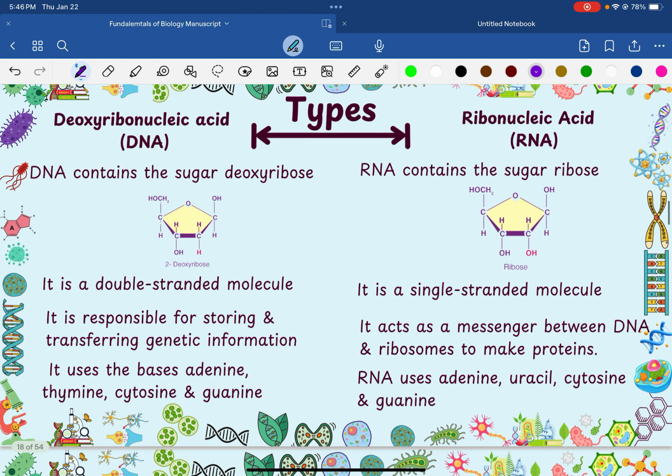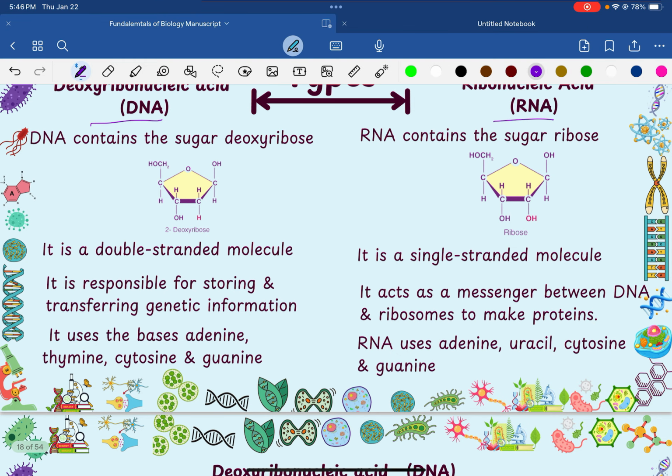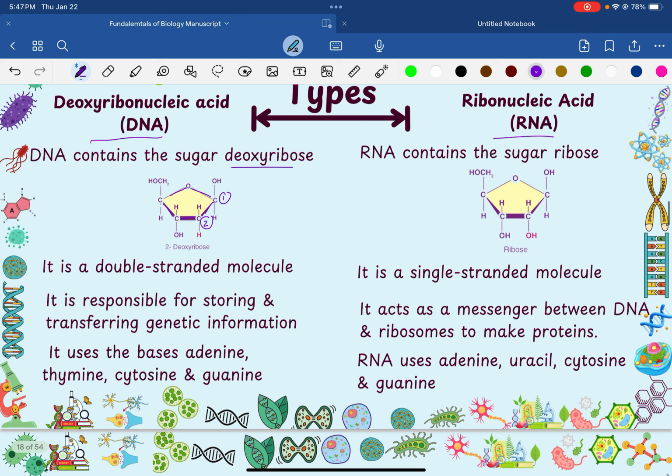Types. There are two types of nucleic acid: DNA, which is deoxyribonucleic acid, and RNA, ribonucleic acid. So DNA contains the sugar deoxyribose. Here we have the pentose sugar, so it means that this sugar contains 5 carbons: carbon number 1, 2, 3, 4 and 5.